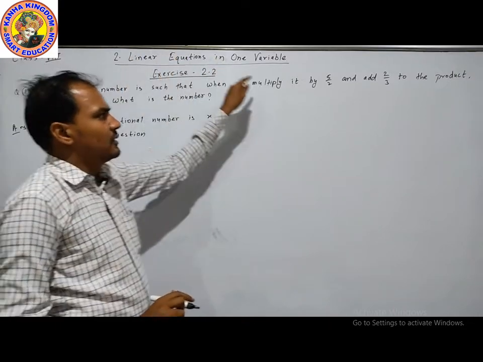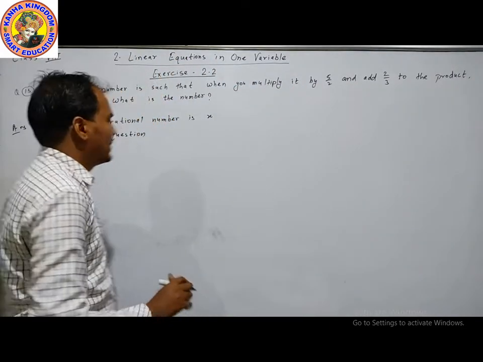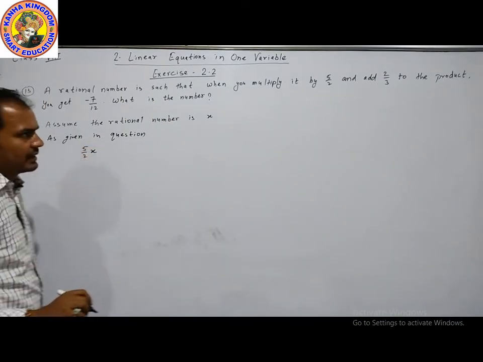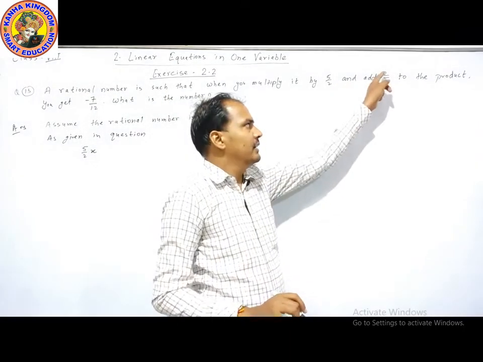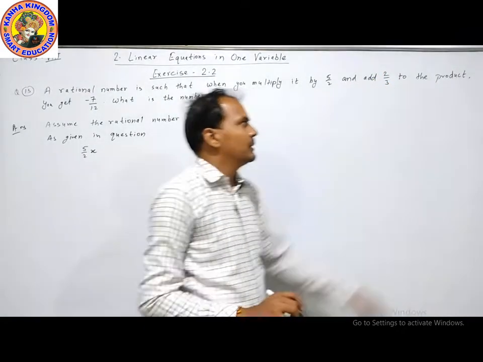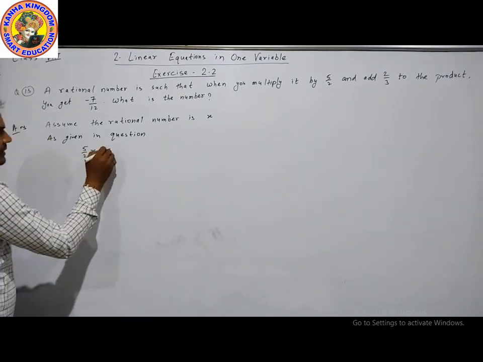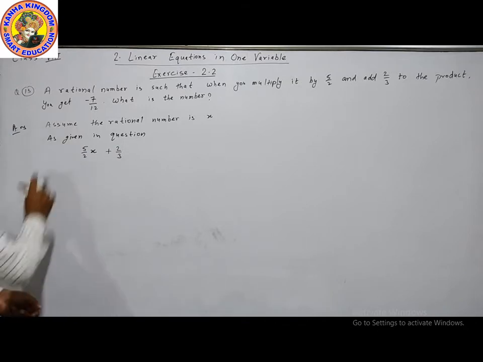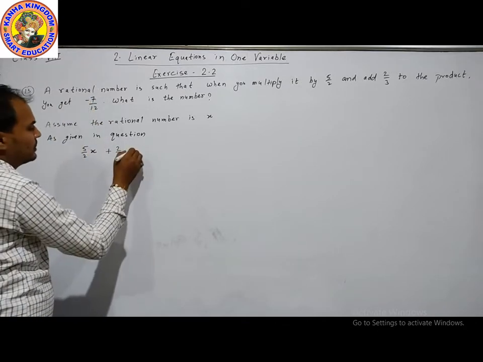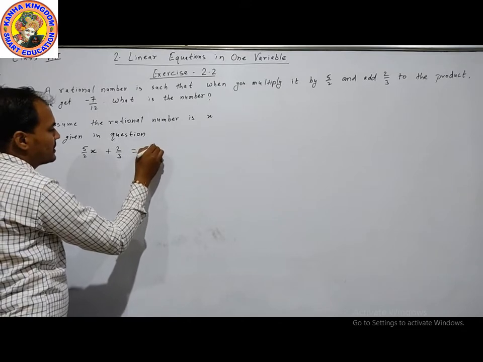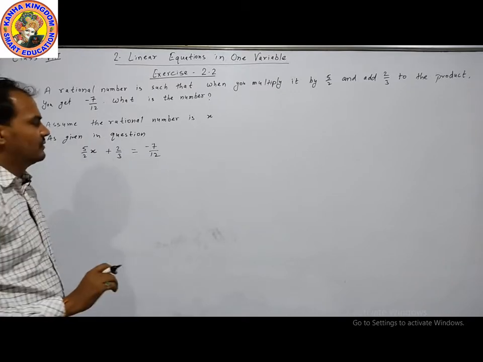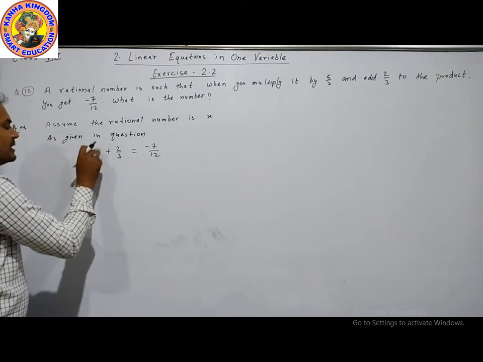A rational number multiplied by 5 by 2: 5 by 2 into x, and add 2 upon 3 to the product. This is the product. When we add 2 upon 3, you get minus 7 by 12. What is the number? This is our equation. We have to transpose and solve for the value of x.